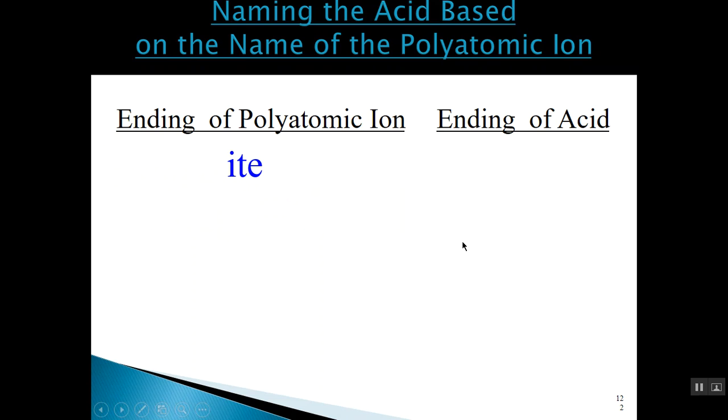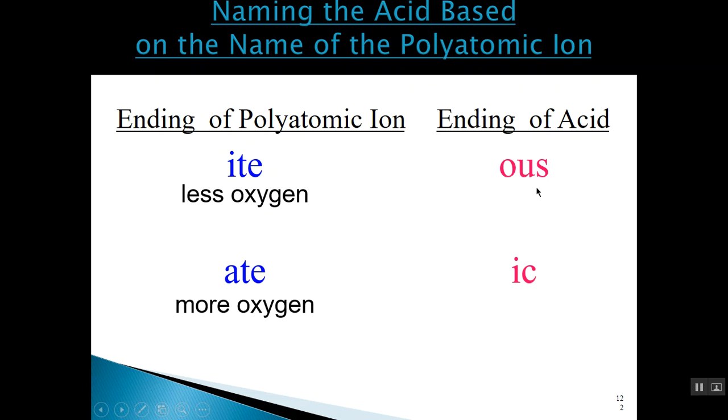Now, the name of the acid is pretty much based on the name of the corresponding polyatomic ion. So if the name of the polyatomic ion ends with ITE, then the ending of the acid name would be OUS followed by acid. If the name of the corresponding polyatomic ion ends with ATE, then the name of the acid ends with ic acid. All right, so that's how we can derive the name of the acid based on the names of the polyatomic ions. And of course, you'll have access to the names of the polyatomic ions because you'll be provided that packet, which contains a list of common ions, which include polyatomic ions.